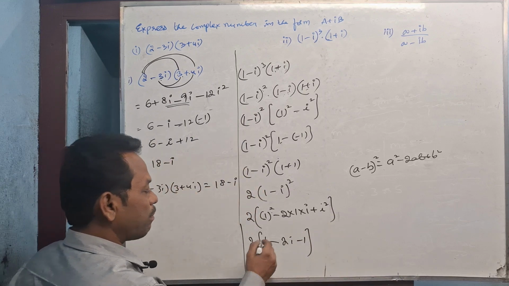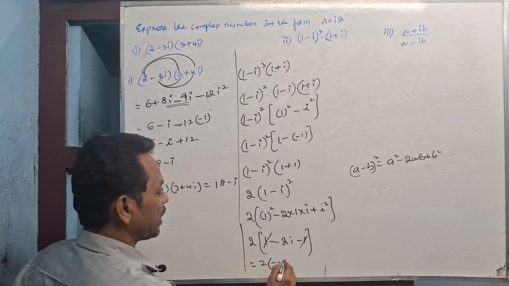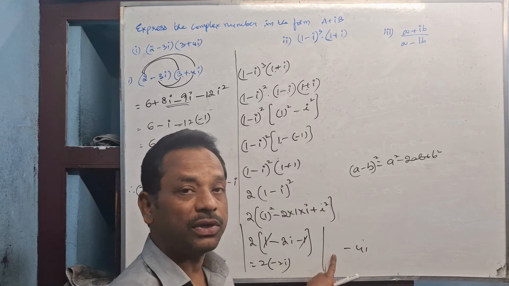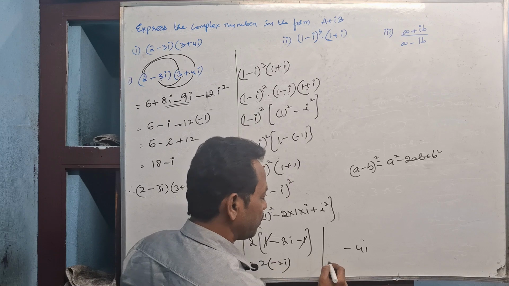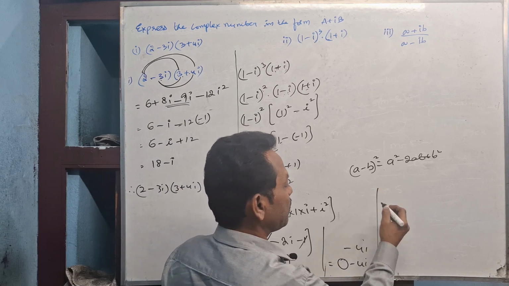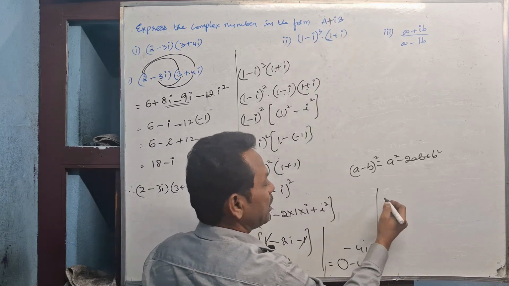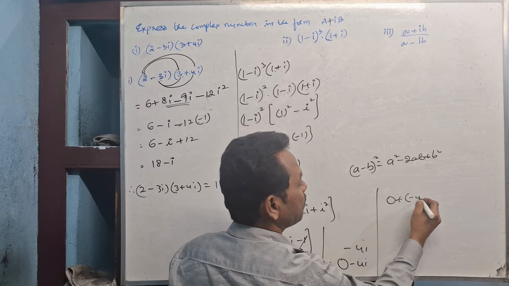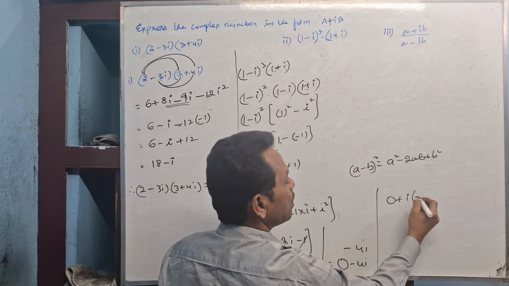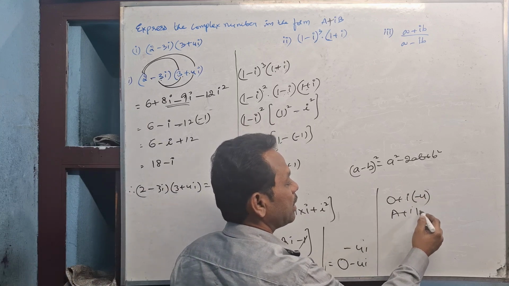Now minus 1 plus 1 we can cancel. So we have here 2 into minus 2i, nothing but minus 4i. As there is no real part, let me add 0 there, so we can say 0 minus 4i. But we need plus here, so let me take that as 0 plus (minus 4) into i, that is i into minus 4. So this is the form of a plus ib.